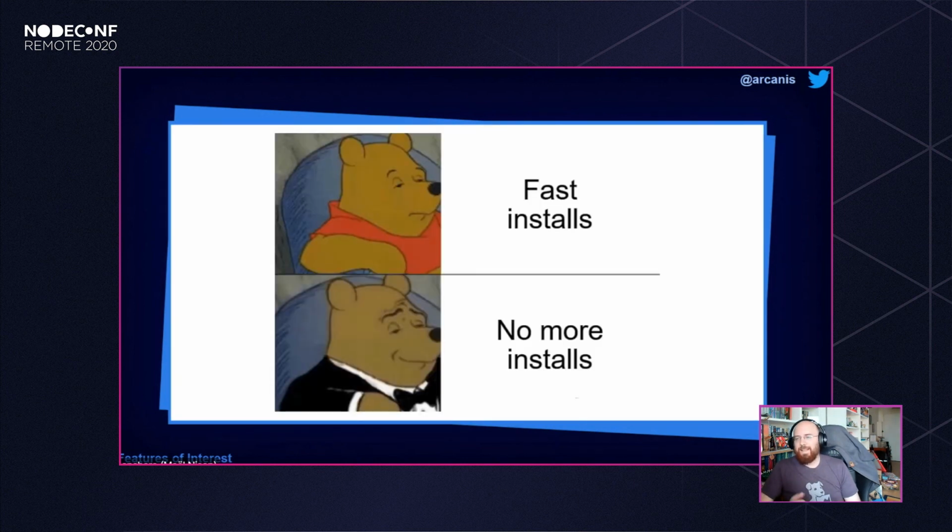The idea, basically, is that fast installs are good, but it still means that you need to run an install, and we don't want to run an install because installs are slow and installs are unpredictable. Something might break during an install. It's much better to have no more installs at all inside your workflows.